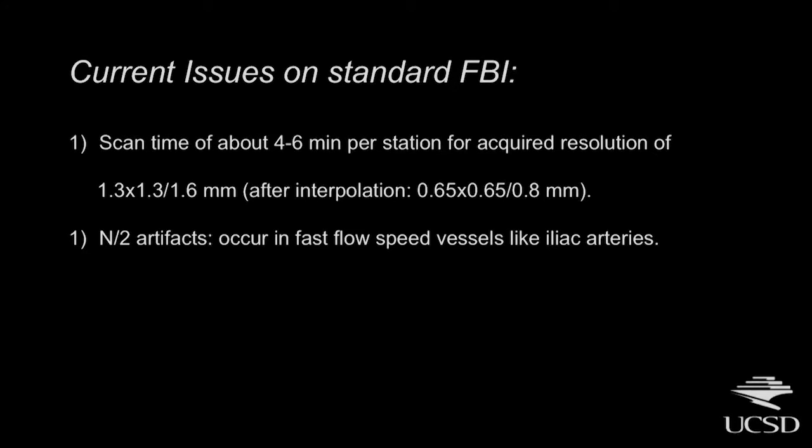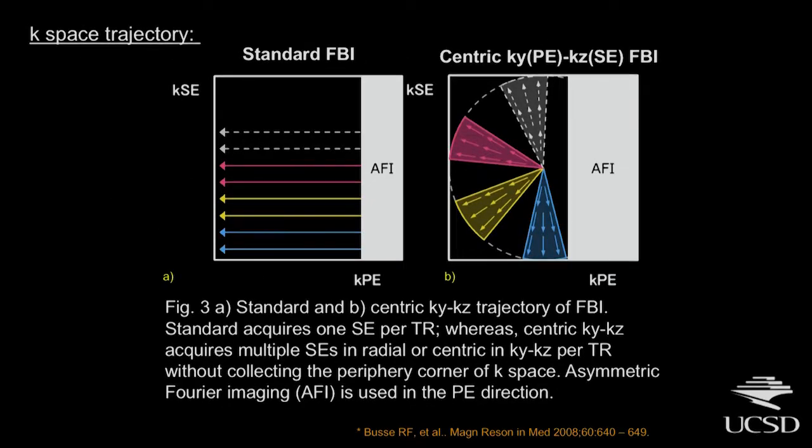And the N/2 artifact is sometimes prominent for faster flow, especially at the iliac station. So we adapt to make it faster, so that we should have less problem of motion. We adapt this KYKZ scan. The original one acquires every slice encoding followed by the phase encoding. But in KYKZ, we mix the KY and KZ directions and use half Fourier, and we don't acquire the corner of the K-space, and that makes the scan time shorter.